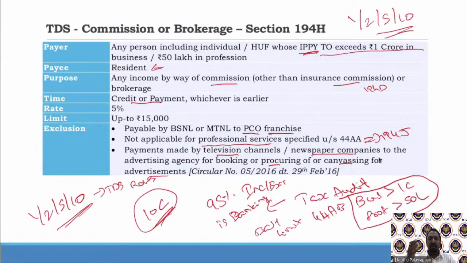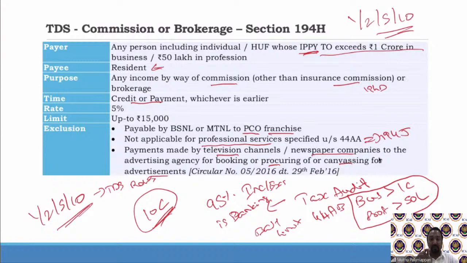You have advertisements for various things, like real estate advertisements, rental advertisements, matrimonial advertisements. So you have so many advertisements. Whatever advertisement is procured by this advertising agency, for that whatever Times of India is paying, the newspaper paying to the advertising agency for procuring or canvassing advertisement is typically not commission. So it is not classified under 194H. There was a circular in 2016 issued to say that this shall not be classified under 194H.